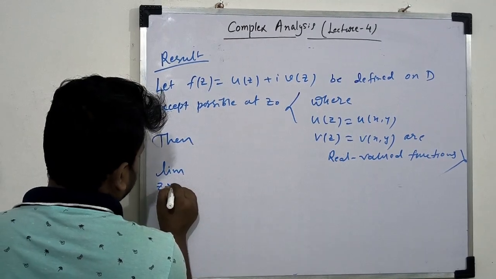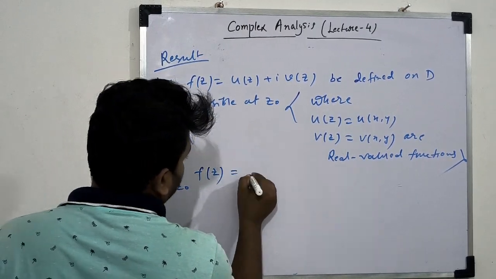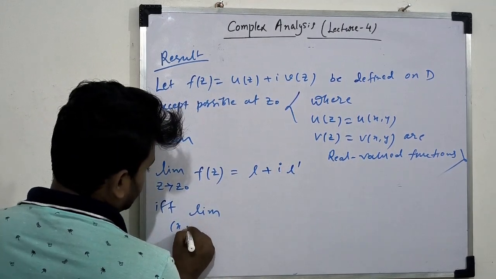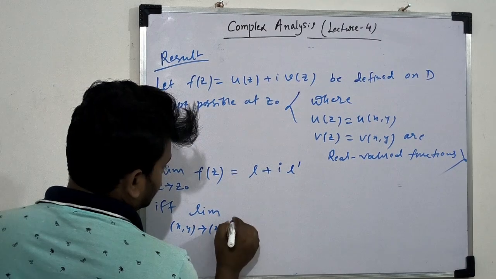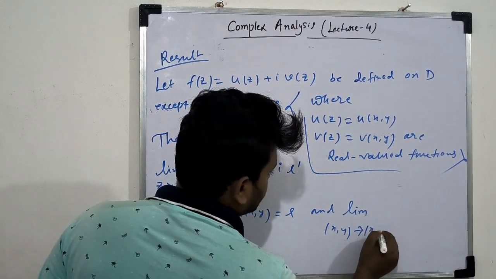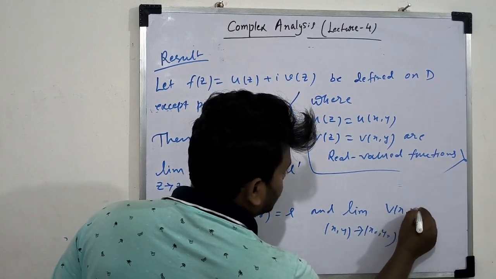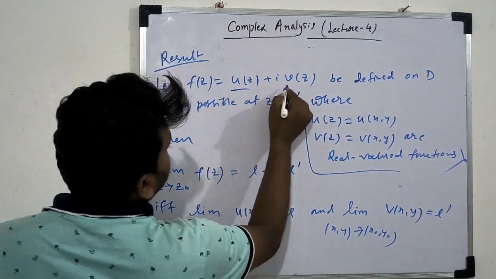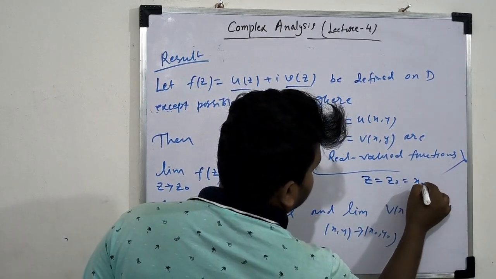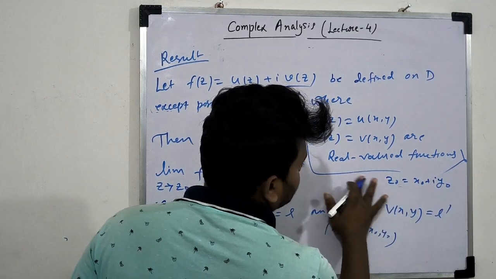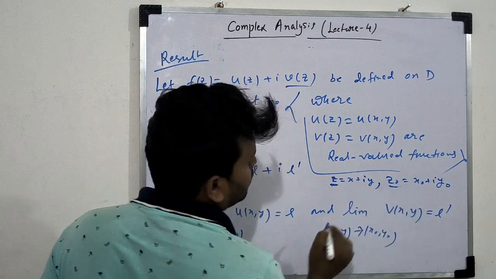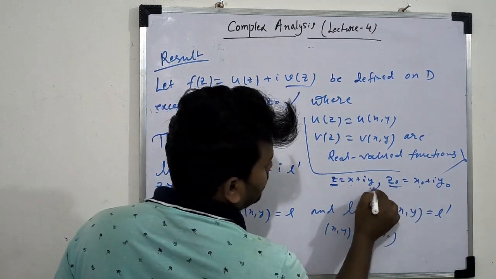Then limit z tends to z0 f of z equals L plus i L dash if and only if limit (x,y) goes to (x0,y0) of u(x,y) equals L and limit (x,y) goes to (x0,y0) of v(x,y) equals L dash. Here f(z) equals u(z) plus i v(z), and z0 equals x0 plus i y0, and z equals x plus i y. So z approaches z0 means x approaches x0 and y approaches y0.